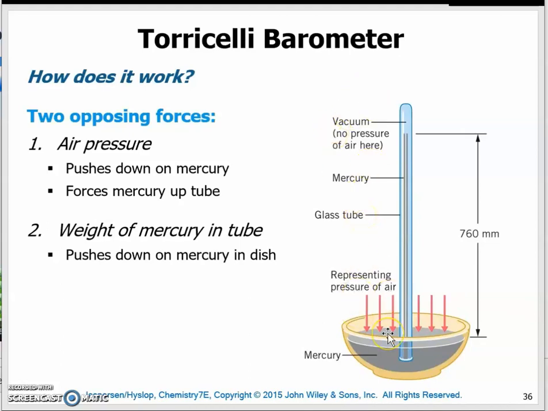What we have is the pressure of the air pushing down on this open well or vat of mercury, and that's pushing the mercury up the tubing. The second thing is the weight of the mercury, which wants to fall down because of gravity. So these two forces are in opposition to one another, and the height of the mercury tells us about the amount of pressure that the air is pushing down with.